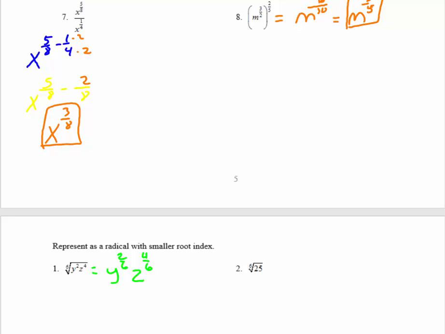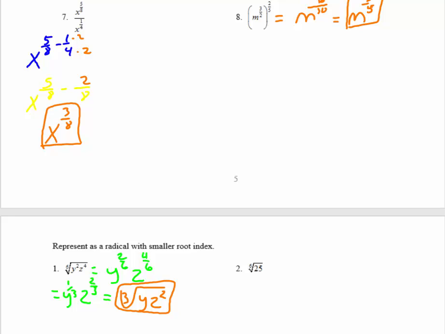Can we reduce those fractions now? Sure. 2/6 reduces to 1/3, and 4/6 reduces to 2/3. So now we have a smaller index. Our denominator is our index, which is the cube root. So we can have the cube root of y to the 1st power, z to the 2nd power. So with a smaller root index, that's the cube root of yz squared.